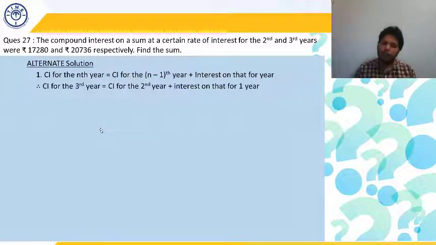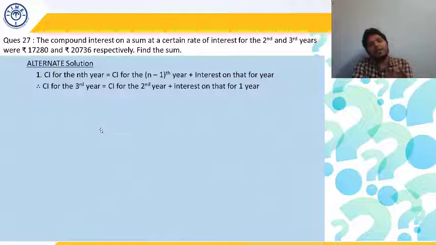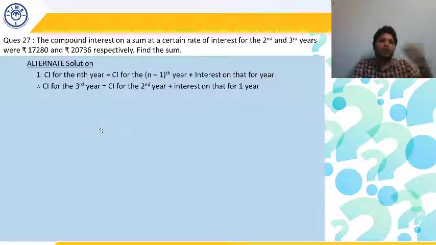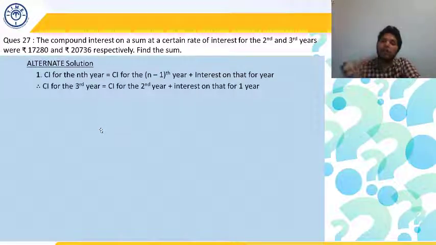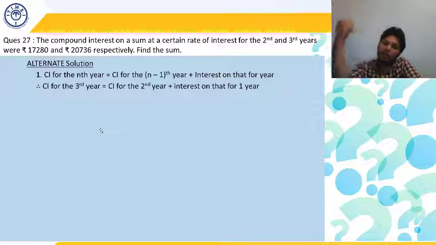This is the formula which you can remember as a formula also. Compound interest for any nth year, not n years. It is nth year. It is equal to compound interest for n minus 1th year, not n minus 1 year, plus interest on that for 1 year. So in our question, 2 consecutive years are given, second and third. So we can say compound interest for third year is going to be equal to compound interest for second year plus interest on the compound interest for second year for 1 year.